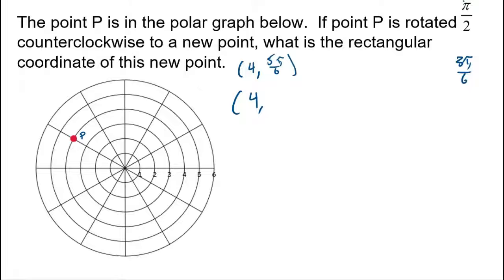It makes it a little bit easier for me to think about rotating it. And they want me to go counterclockwise, so that means I'm going to start going down. So here it is. If I move it to here, that would be moving it 1/6. Moving it to here would be 2/6. Moving it to here would be 3/6.